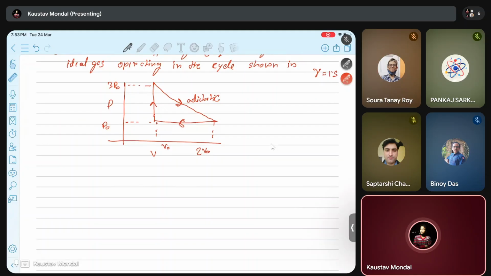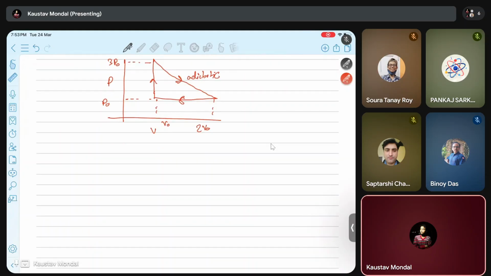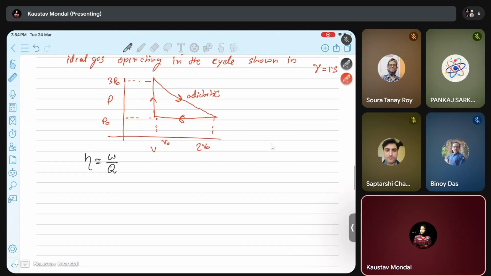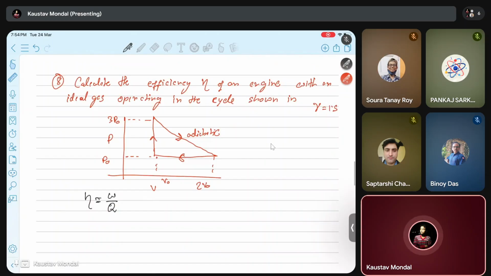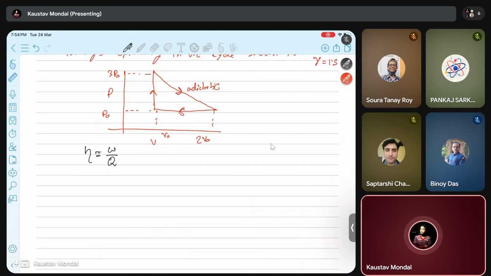Eta, you know, the general formula is eta equal to W by Q. Okay. So now here, W is there, three ways the work is happening. So let's name this A, B, C. So work done is W from A to B, there is some work. W from B to C, there is some work. W from C to A, there is some work.